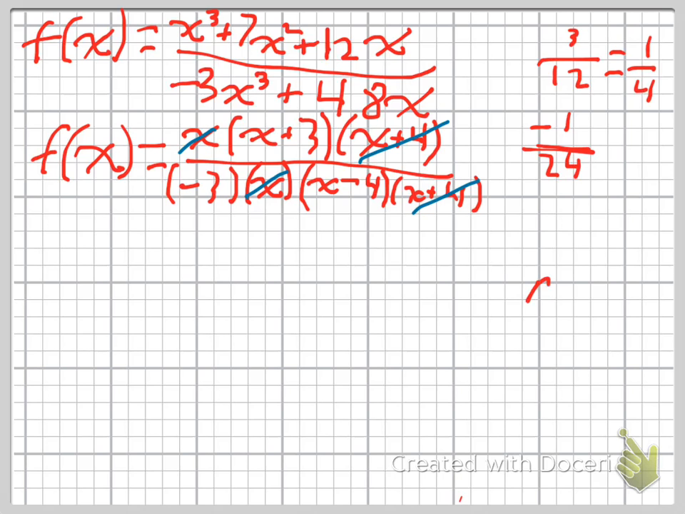And I'm not going to graph all of this, but just so that you can see it. You still have, of course, on this side, our vertical asymptote at x equals 4.